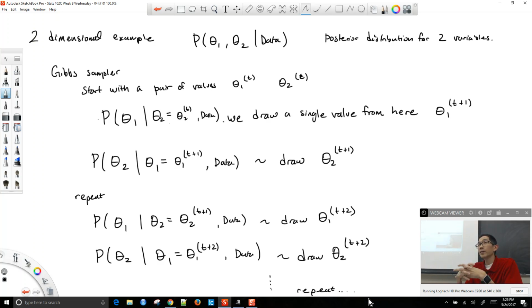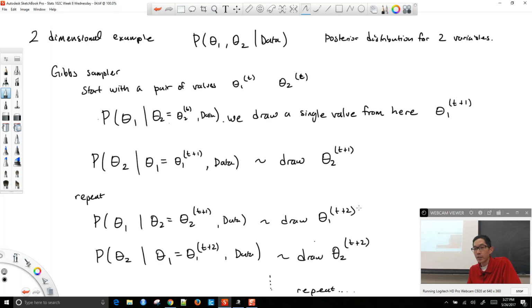And if you have more than 2 variables, then you just cycle through them. You draw theta 1 given theta 2 and 3, or given everything else. Then you go to the next variable given everything else, and then the next one given everything else. And every time you draw one, you just update everything that's been given here. So you just use the latest value that you have, update the list of the values that you have, condition on those, and then draw values from there.